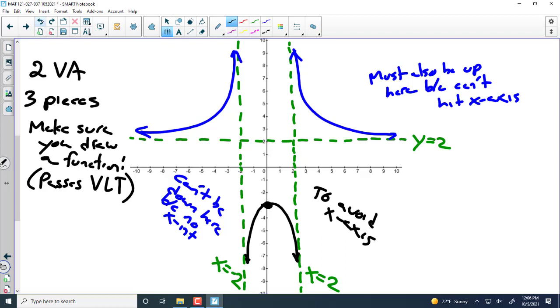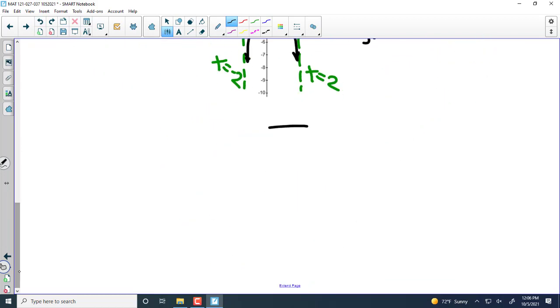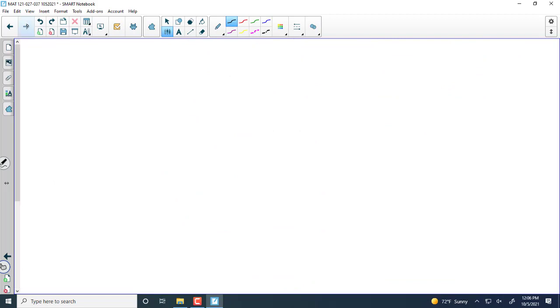I like them enough that I think we're going to do another one right now. Is that okay with everyone? Bust out another one of these things. Okay. -2x over x squared minus 9. Another rational function for us.